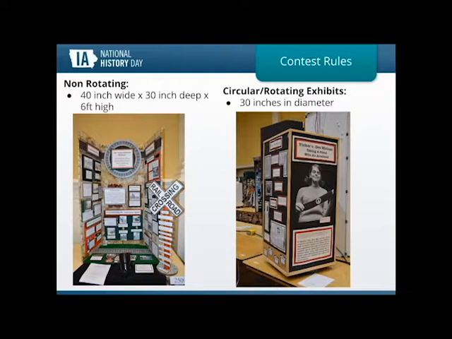However, it does include any stand that you create, any table drapes. For example, if you look at the photo on the screen on the left, this exhibit had a black tablecloth underneath it, and it draped down about a couple inches. So we had to add that measurement of the cloth to the height of the exhibit. So make sure if you're using any fabric that it's within that 6-foot height range. Circular or rotating exhibits, like the example on the right, those are meant to be viewed from all sides and must be no more than 30 inches in diameter.